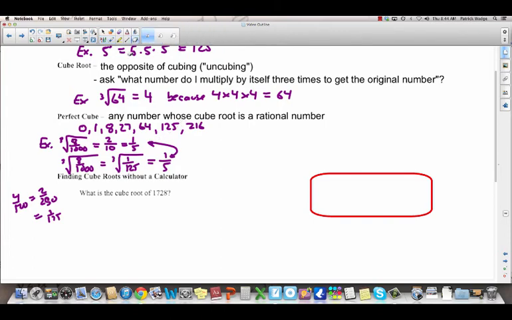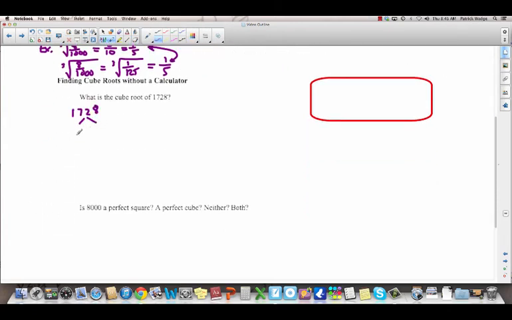Alright, so we're going to do the same sort of thing. What's the cube root of 1728? So we have to start by doing a factor tree. So 2 times 864, and then 2 times 432, and then 2 times 216, and then 2 times 108, and then 2 times 54. 54, how about 9 times 6? That becomes 3 times 3 here, and 3 times 2 here.